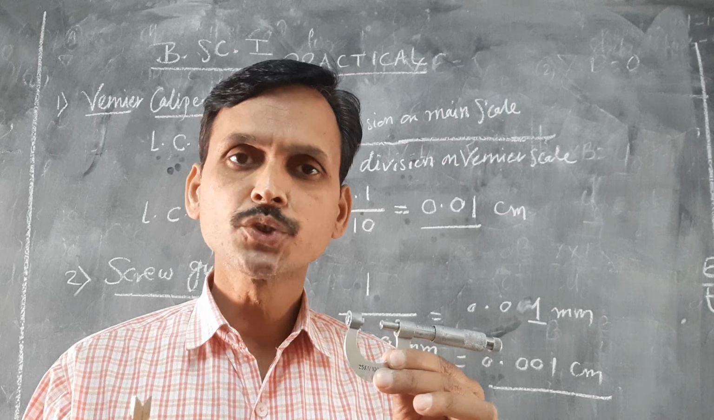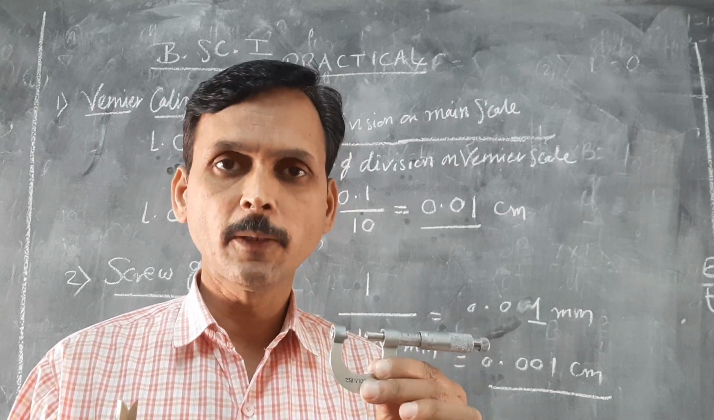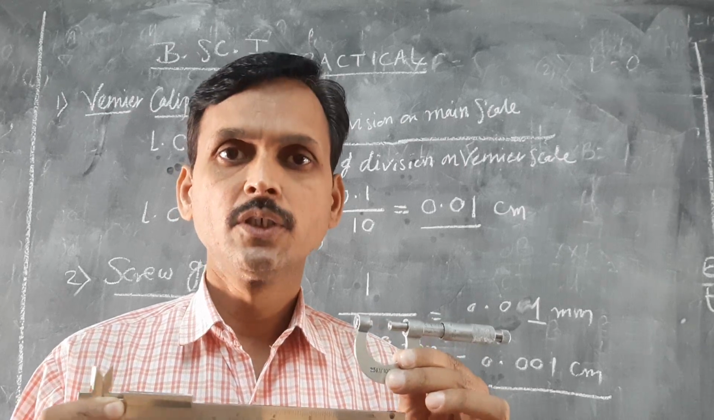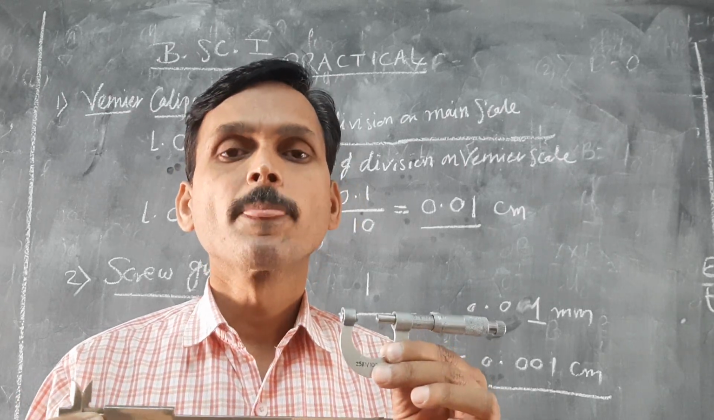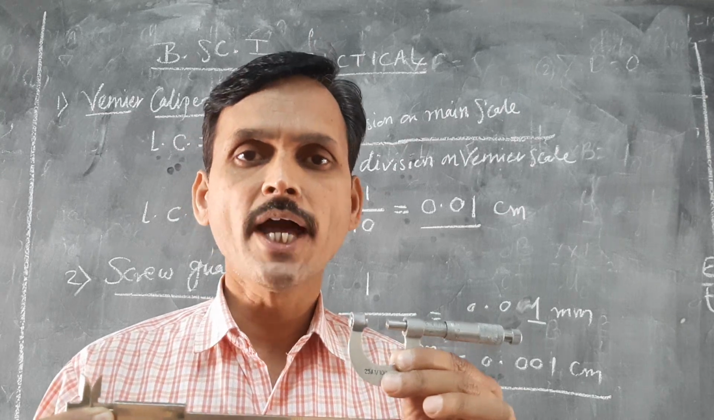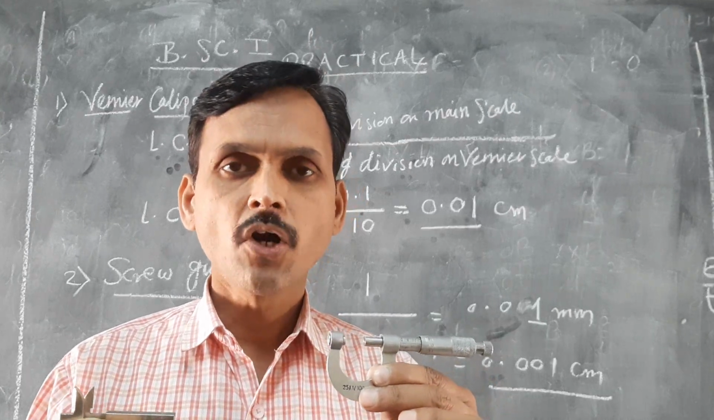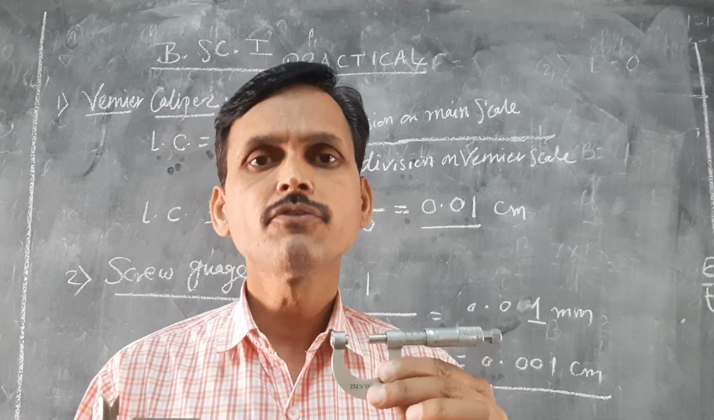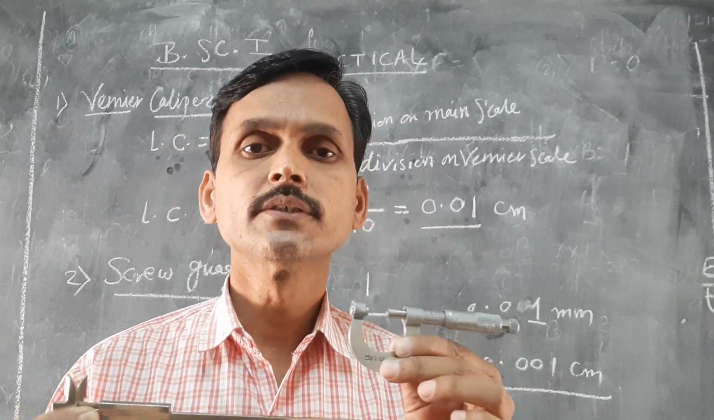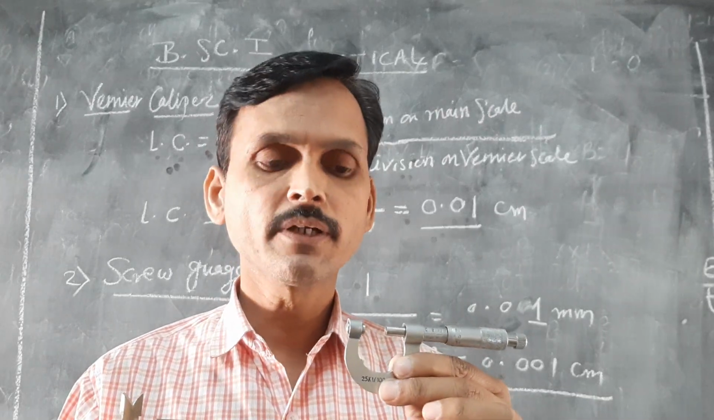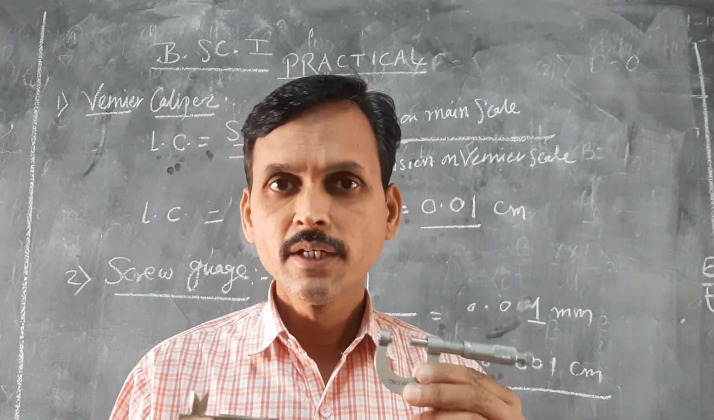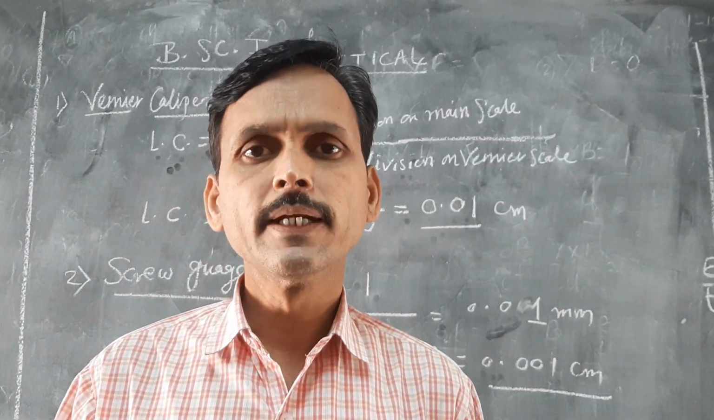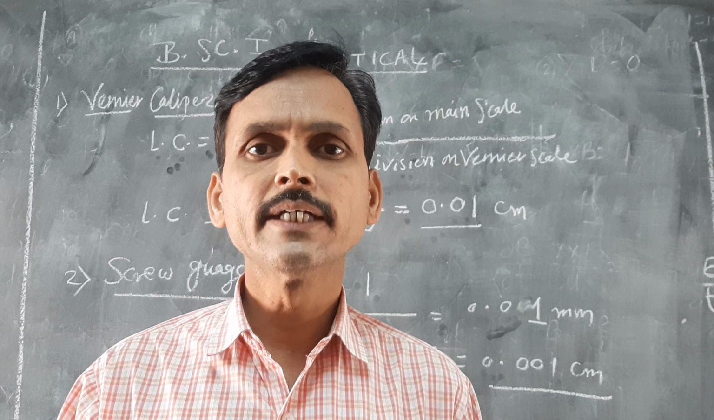Almost in B.Sc. Physics practicals, we are utilizing these two instruments to determine, suppose, the modulus of rigidity of a wire by using Maxwell's needle or by using a torsional pendulum. Almost in each and every physics practical, we have to use these two instruments, that is Vernier caliper and screw gauge. Okay, so I think you might understand the least count of Vernier caliper and screw gauge.